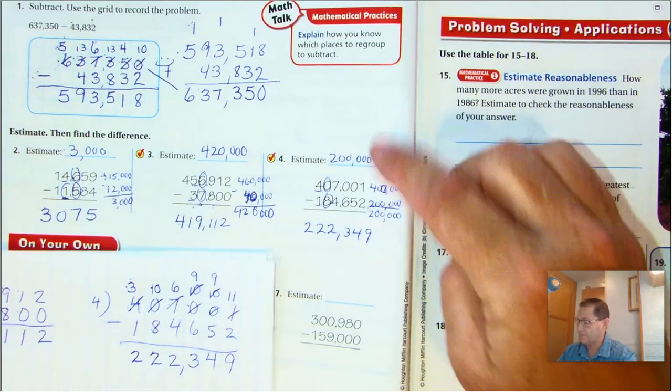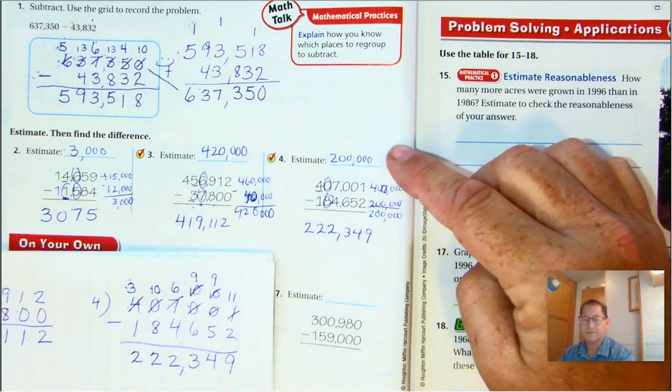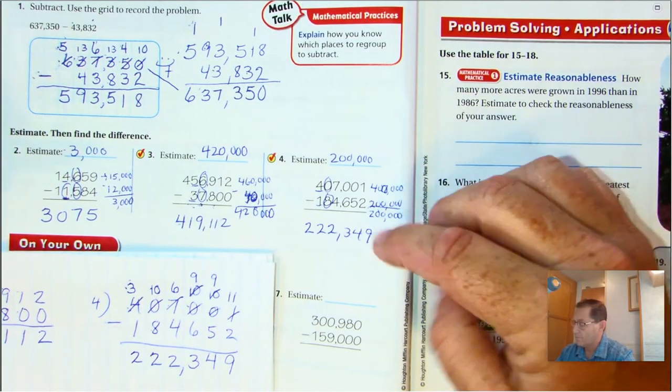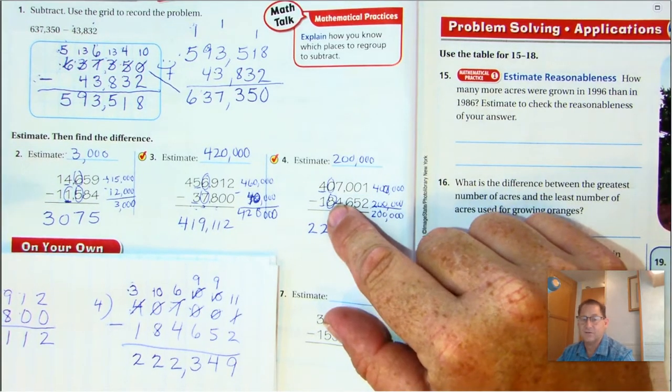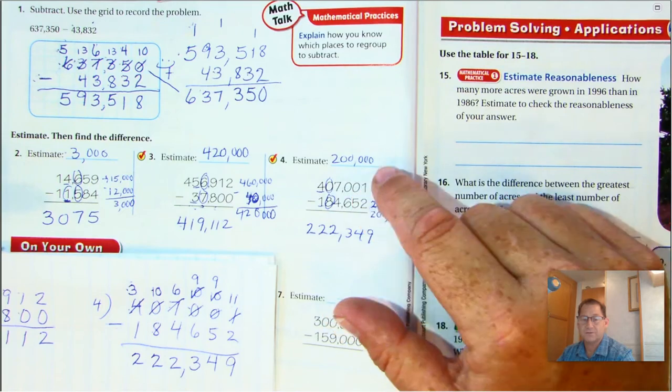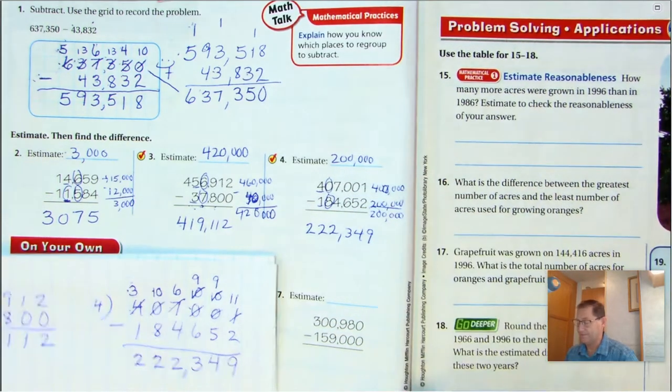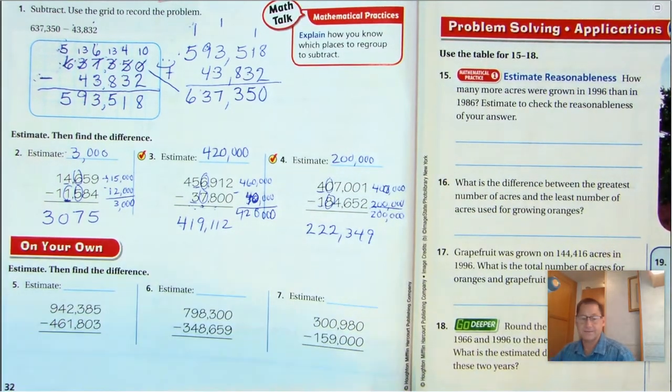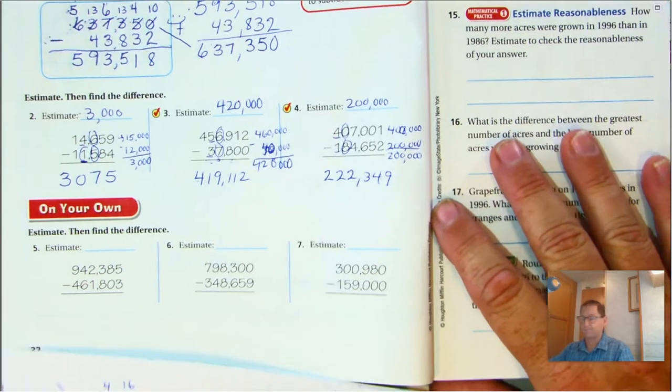And you may look at this and say, well, that's 22,000 away. That's a lot larger. It would have been closer if we had rounded to the 10,000s. Remember, the smaller the value that you round to, the closer you'll get with your estimate. So I'm happy with that. That's close enough. It's reasonable.